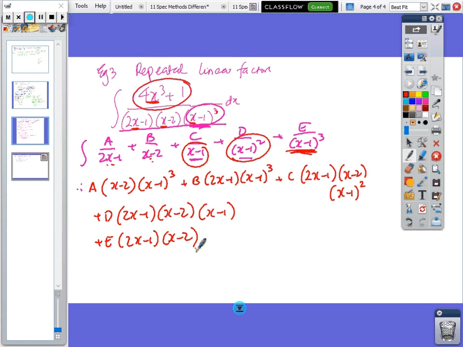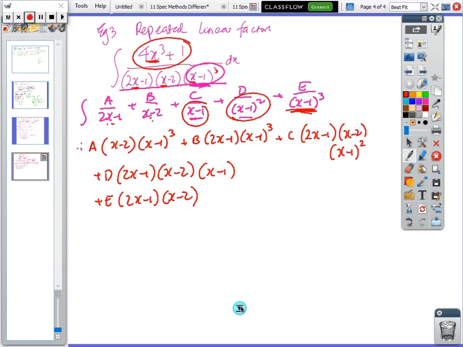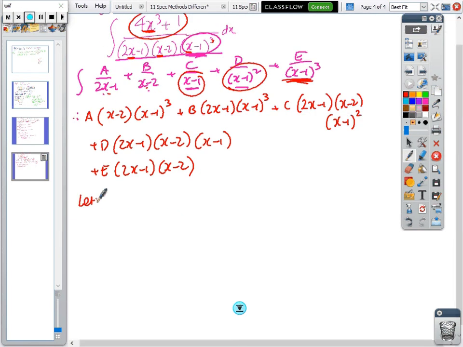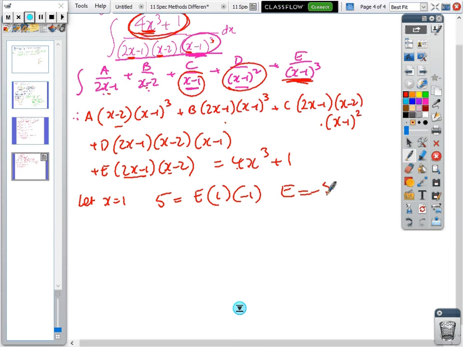Okay, so there's only 3 substitutions we can do. We let x equal 1, and a's dead, b's dead, c's dead, d's dead, and e's the only term left. So we end up with 4x plus 1 cubed. So when x equals 1, 4 times 1 is 4, so we've got 5 equals e times 1 minus 1. So e equals minus 5.